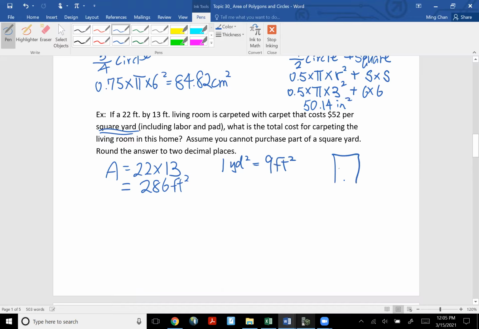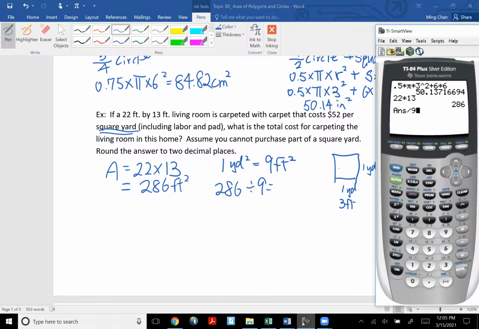If you have a square, let's pretend this is a square, 1 square yard means 1 yard by 1 yard. And every yard is 3 feet. So 1 yard by 1 yard is the equivalent of saying 3 feet by 3 feet. So 3 times 3, 9 square feet. Okay, so we know that a square yard is bigger than a square foot. So since I'm starting from a small unit, I will need to divide by 9.